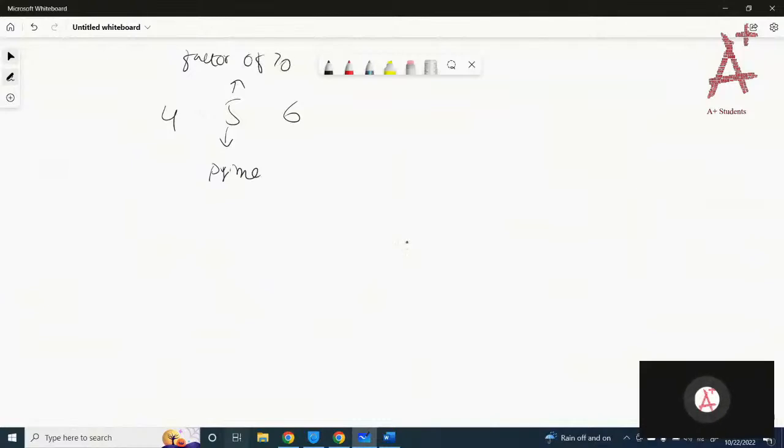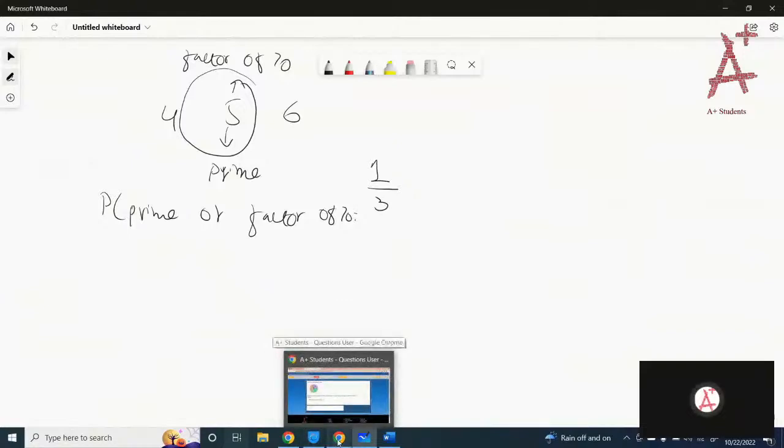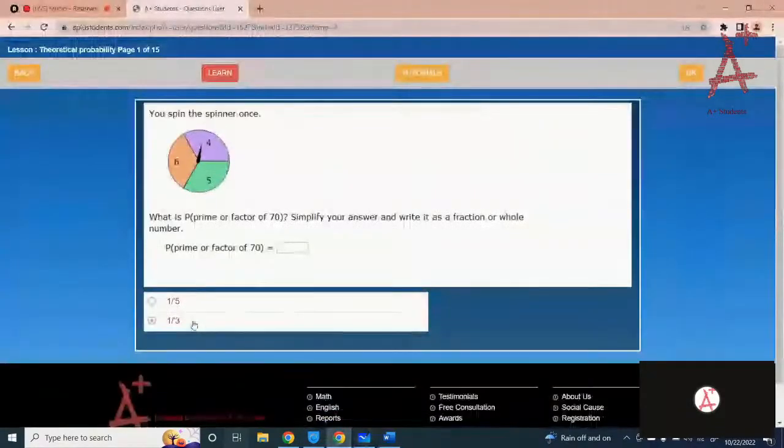That means out of the three options, you have just one number that is prime and a factor of 70. So the probability of prime or factor of 70 is just 1 over 3. Got it? So the probability is 1 over 3.